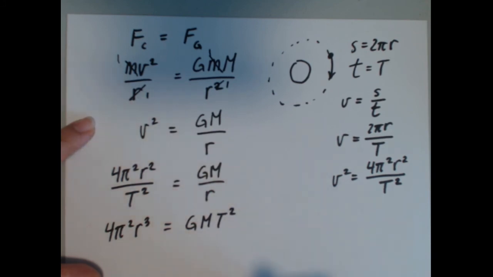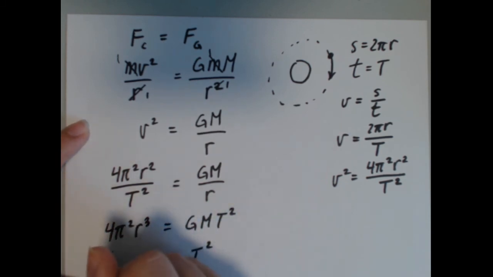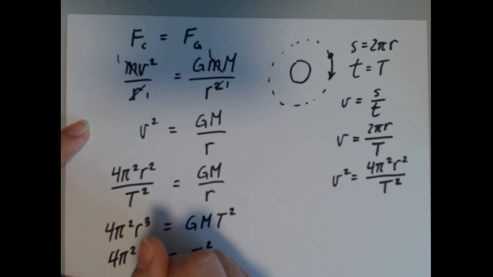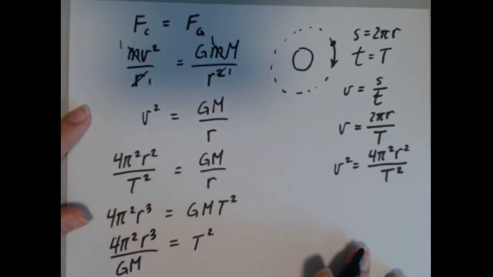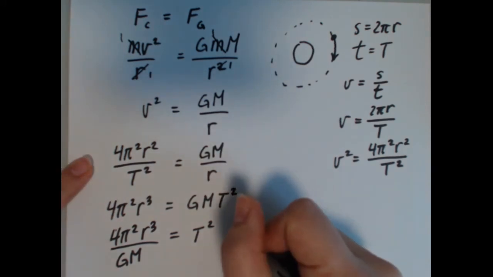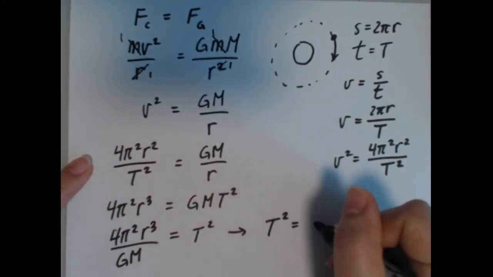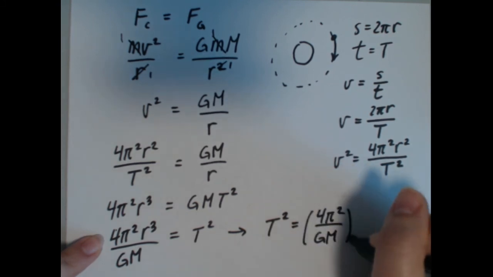GMT squared. I'm trying to get the expression for T squared, so I'm going to divide left and right side by GM, and I'm going to be left with T squared is equal to 4 pi squared r cubed over GM. Okay, that's essentially what we're trying to derive. It's written a little bit differently in the slides, and the reason for that is they're just isolating for the constant. So 4 pi squared over GM, those are the constants, and so we can actually write this a little bit differently. T squared is equal to the constant, so 4 pi squared over GM times r cubed.